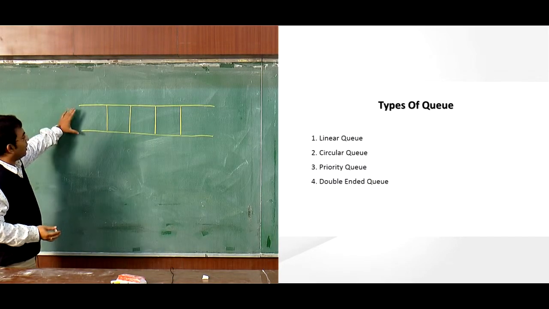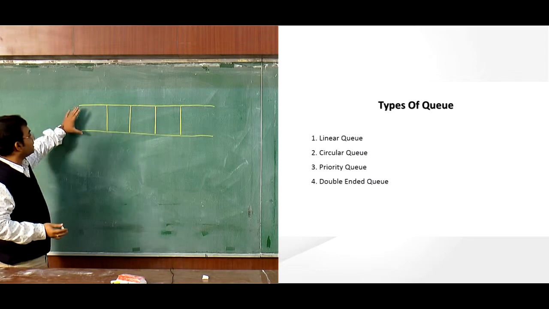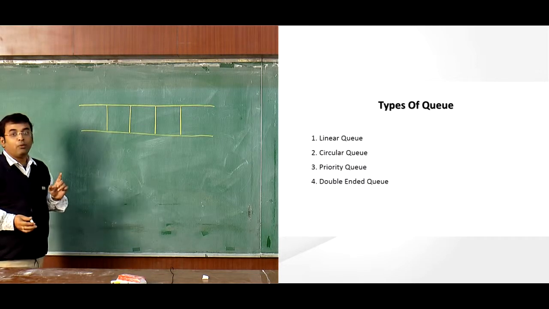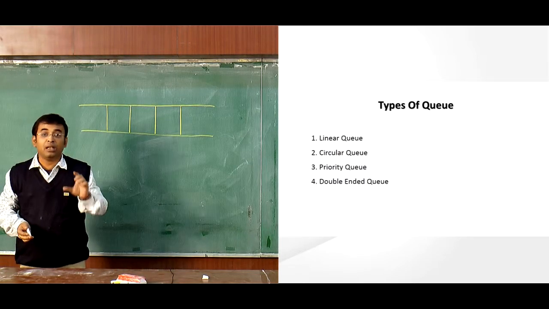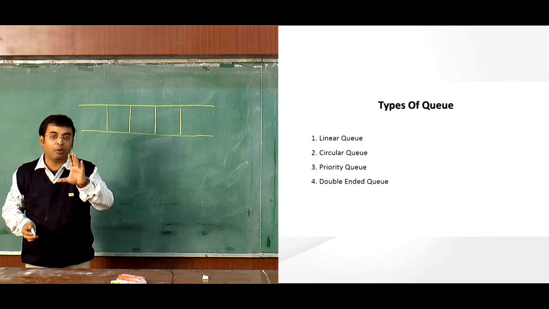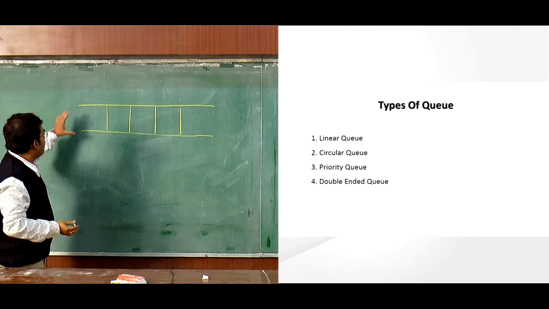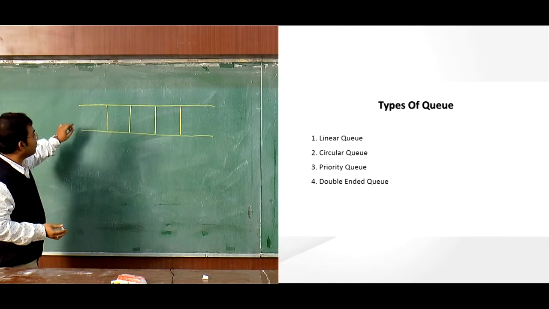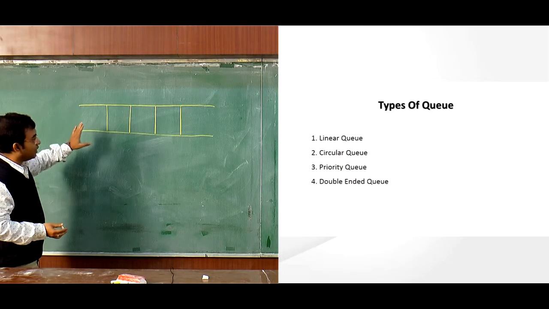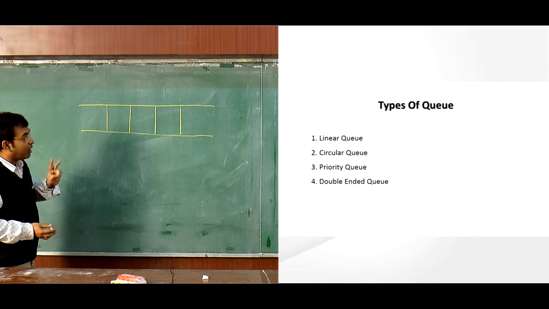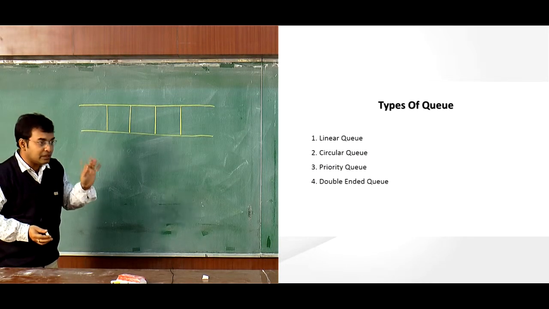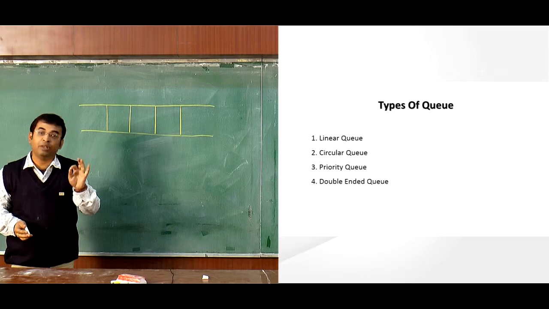I have drawn a diagram on the board, which is basically the linear queue diagram. I want to point out one thing: whenever you create any kind of data structure, generally we create it in the RAM, that is random access memory, the primary memory. Let us start with an example of how we can insert into this linear queue, how we can delete from it and how we can display it.